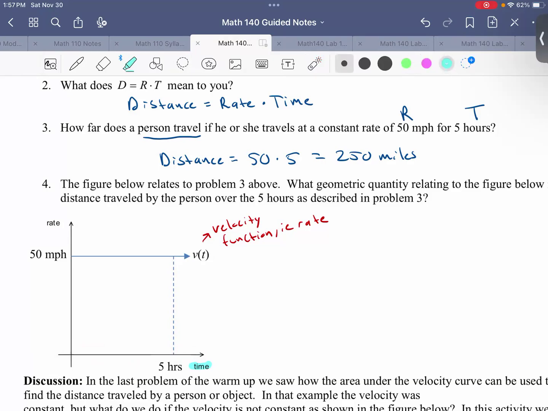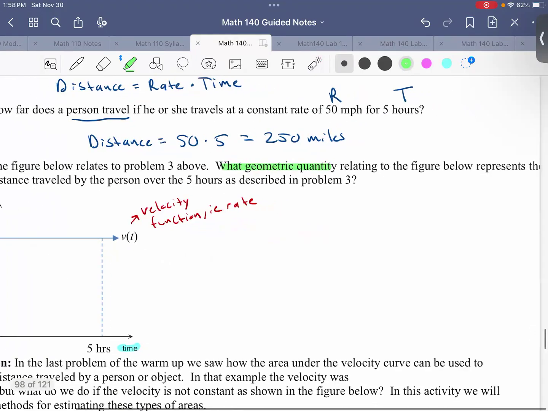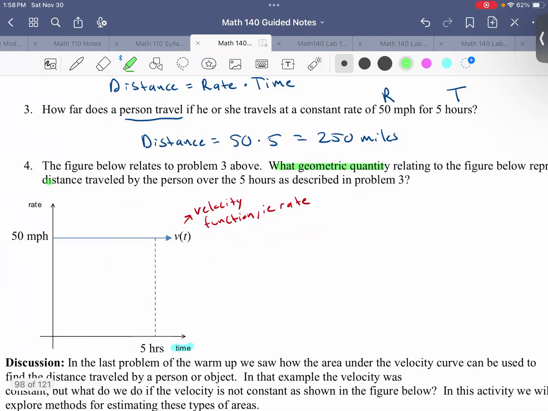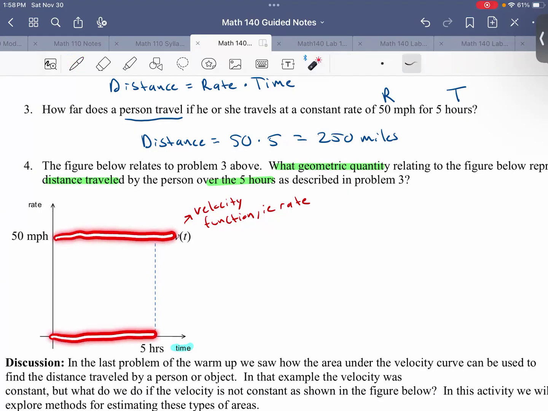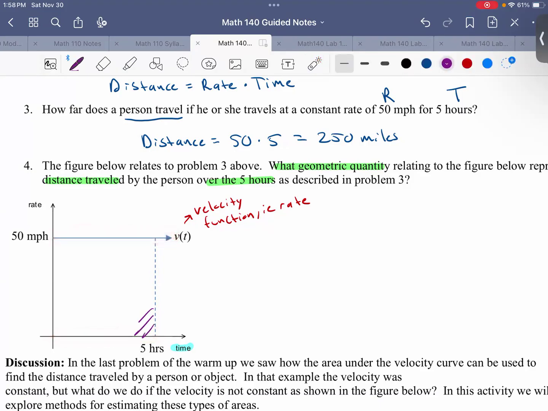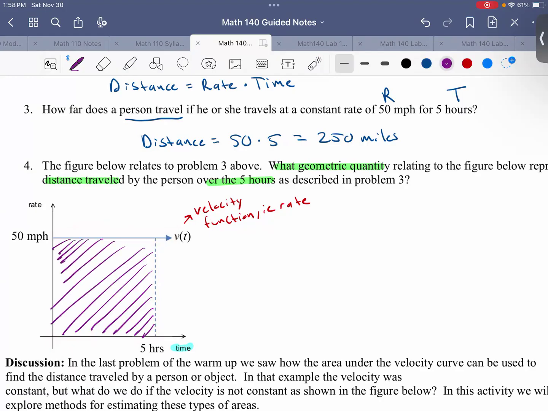So if we read through this question, what geometric quantity relating to the figure below represents the distance traveled by the person over 5 hours as described in the previous problem? What that means is I want to find the distance traveled over the 5 hours. So underneath this velocity function, I'm trying to find this shaded region below the function, above the axis until 5 hours.